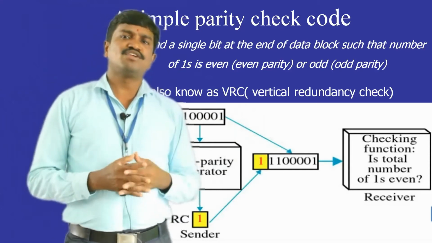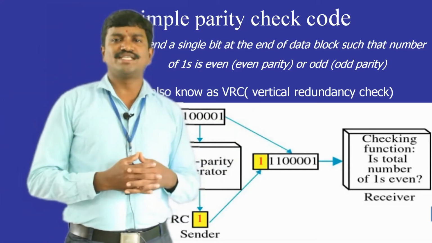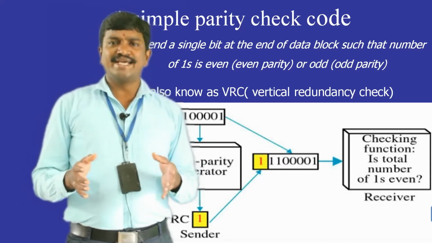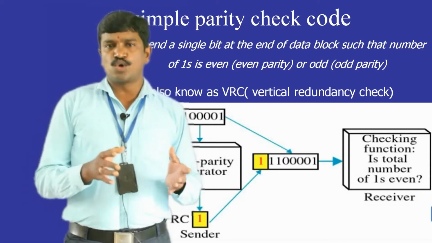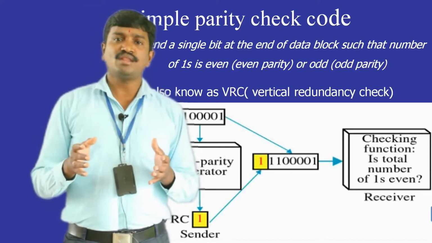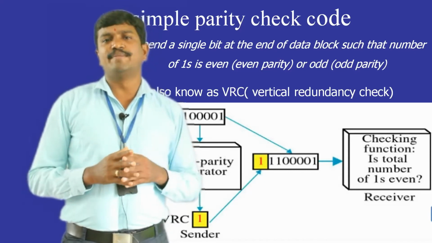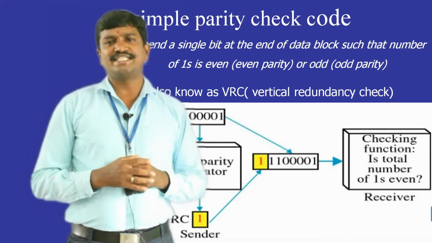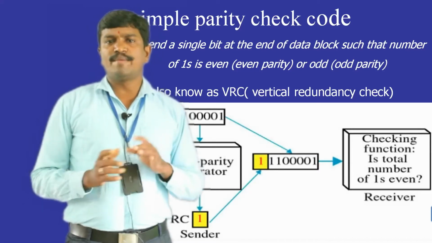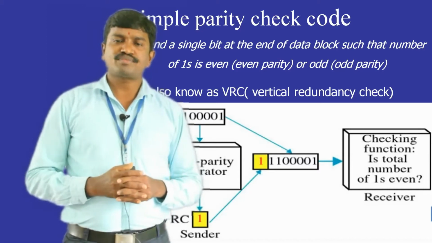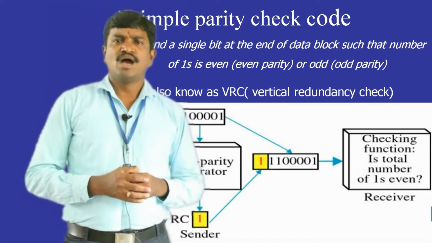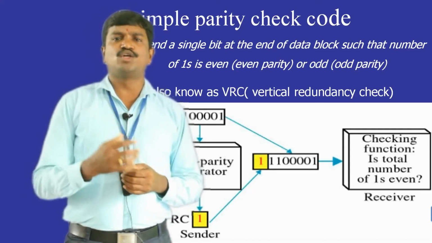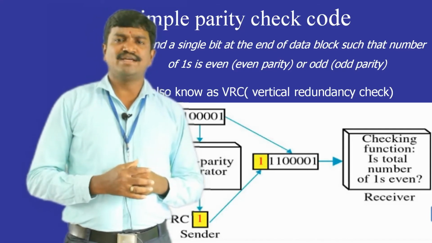There are two kinds of parities: even parity coding and odd parity coding. If a code word, meaning the data added with redundant bits, maintains an even number of ones, then we call it even parity. When a code word maintains an odd number of ones, we call it odd parity. How are these even and odd counts maintained? By adding one bit to the data word.